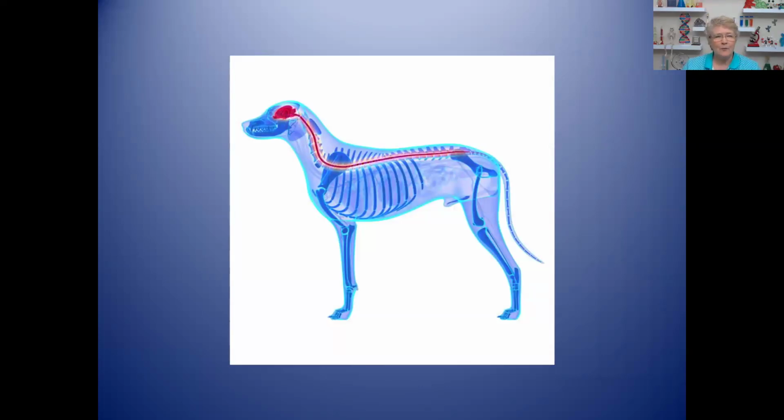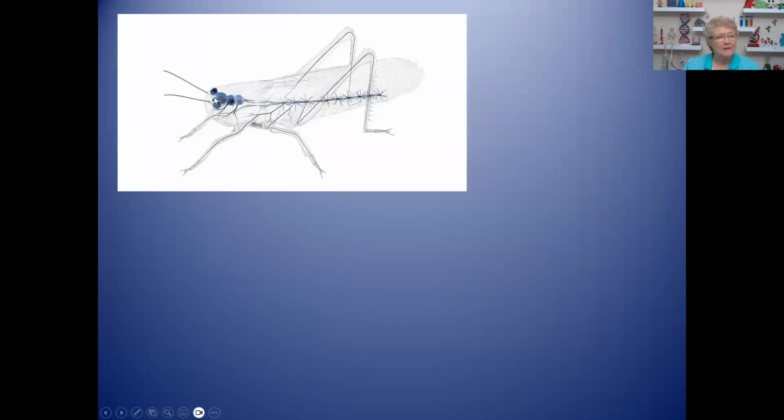Let's make it a little bit tougher. What about a grasshopper? Where do you think the main nervous system parts of a grasshopper are? Hannah? In the brain. They're mostly in the brain, and there is what's called a nerve cord that runs down like that. You can see that right there.